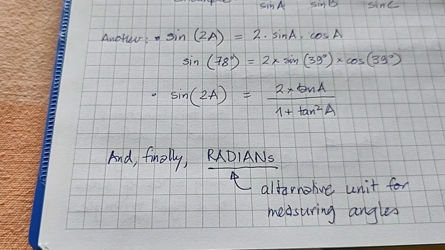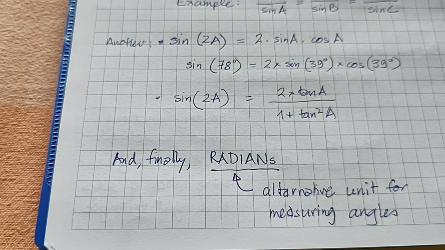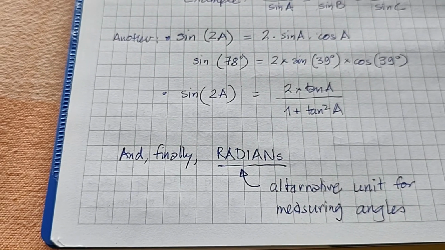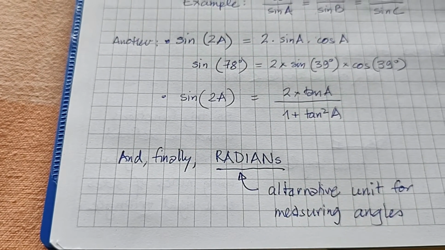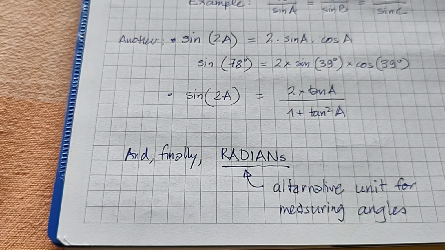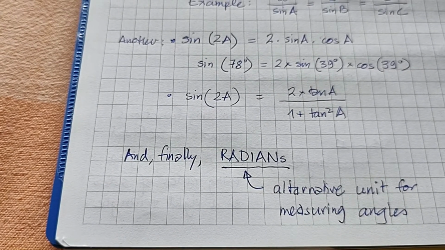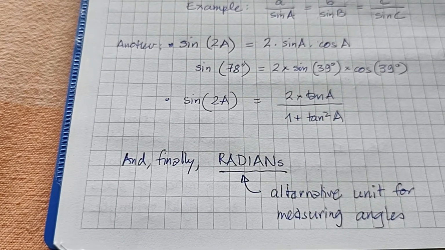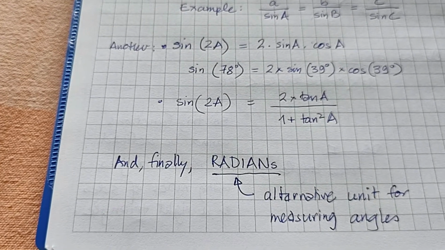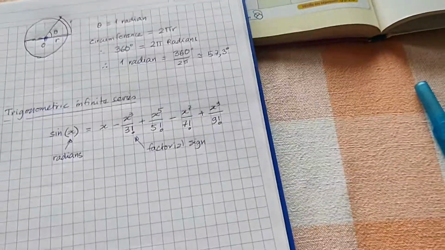One is the degrees, which we know so well. The second is grade, which is really not useful. You'll never come across it in real life or in science or in engineering or in anything else. And the other one is radians, which is very useful in science and engineering. Okay, so I'll just explain to you what a radian is.